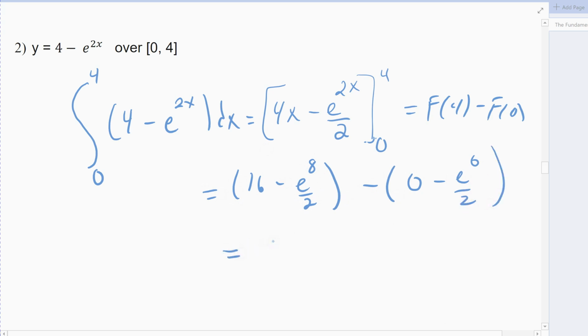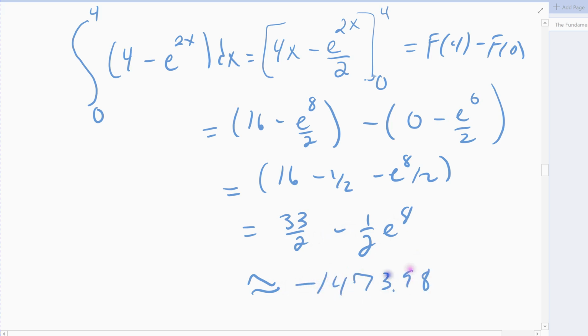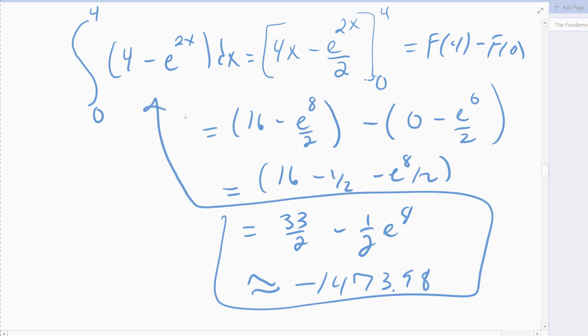Alright, so that's 1/2, 16, so I'm going to write 16 minus 1/2 minus e to the 8 over 2, which comes out to 33 over 2 minus 1/2 e to the 8, which is approximately negative 147. Ooh, this is a big negative number. So I'm going to assume that most of this area, if not all of it, is below the x-axis. Negative 1473.98. Alright, so that's exactly what that integral equals, and that's it.